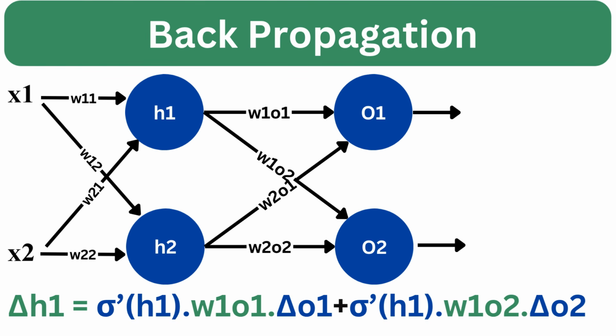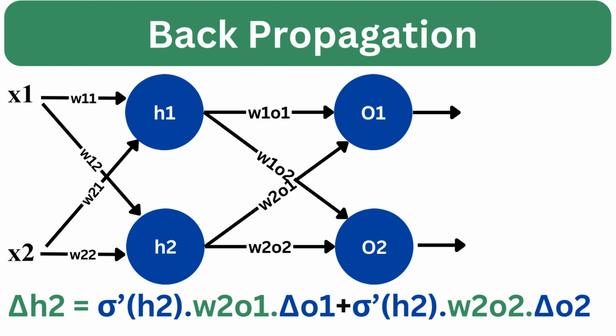Similarly, we will do the same for delta H2 as well. Delta H2 is equal to derivative at H2 times the delta at O1 times the weight that is connecting H2 and O1, that is H2O1, and then we will add the derivative of H2 times the delta at O2 times the weight that is connecting the H2 and the O2, that is H2O2, and that would be the equation for delta at H2.